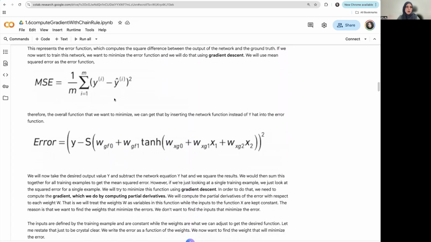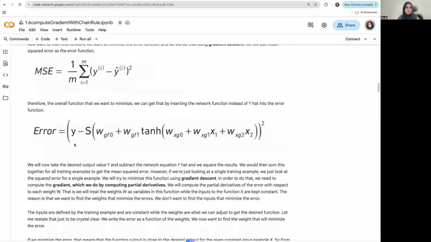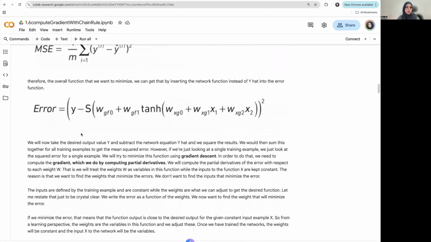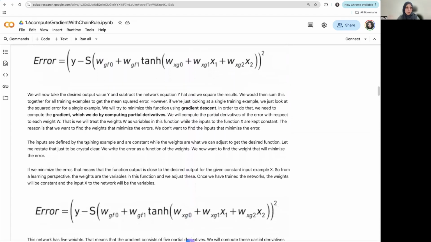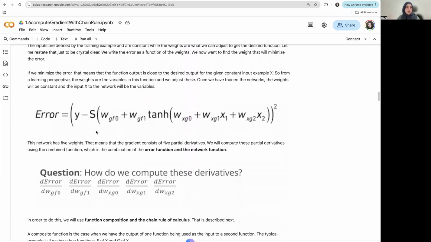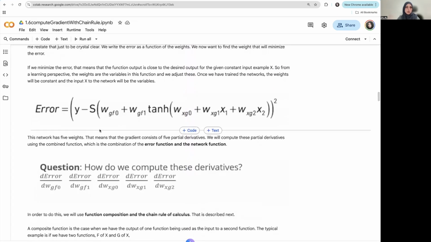Therefore, the overall function that we want to minimize, we can get by inserting the network function instead of y hat into the error. So this is the function that we need to minimize using gradient descent. If we minimize the error, that means the function output is very close to the desired output for the given constant input example x.